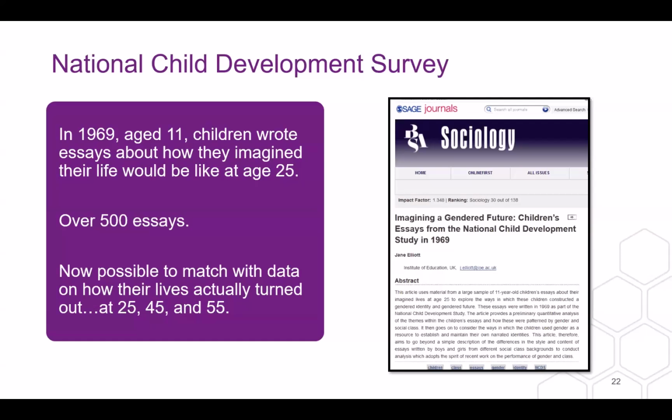And there was another wave when they were 60 back in 2018. And you can actually see how things unfolded for them. So there's been a number of articles that are written using that data collection. Jane Elliott, whose publication looking at gender is on here on the screen, is probably one of the best known to have used this data set.